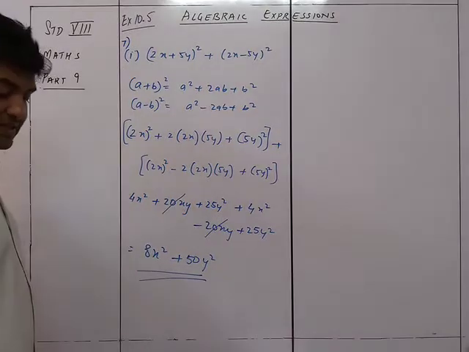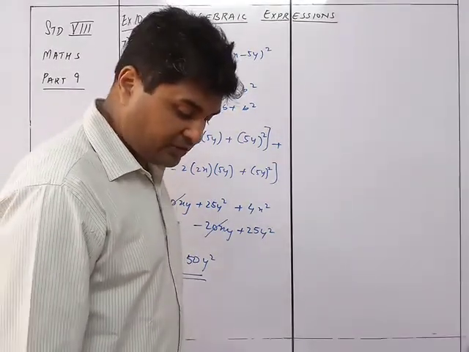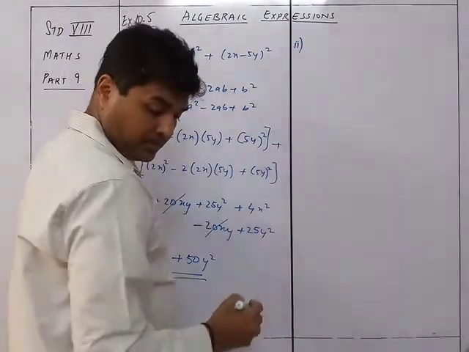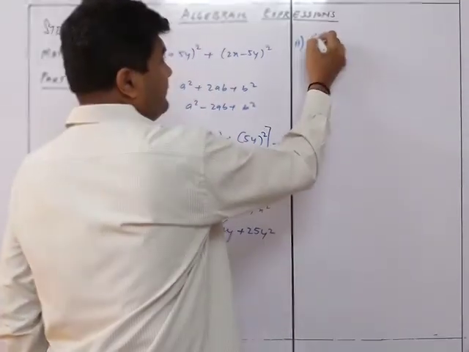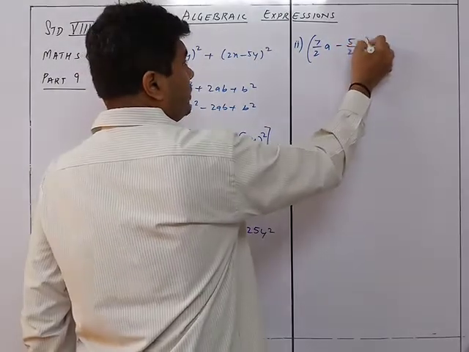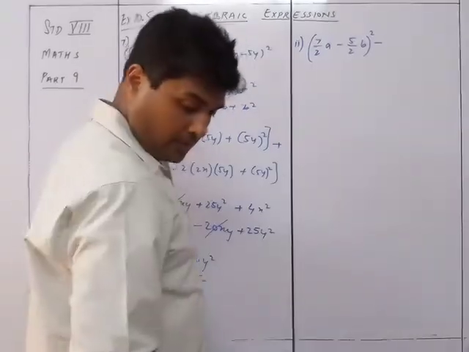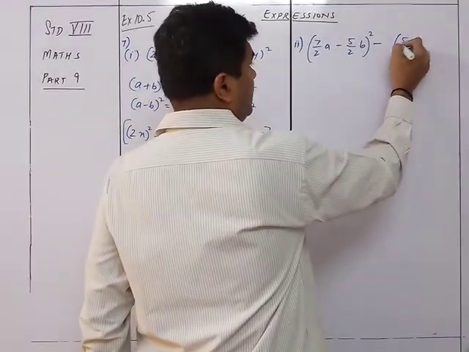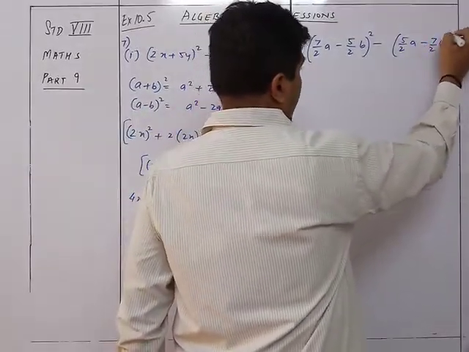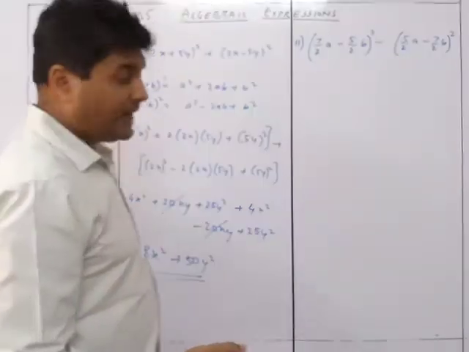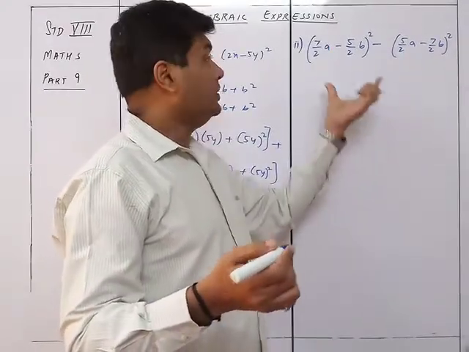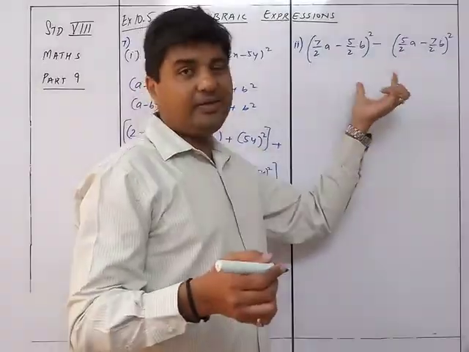We move on to the second sum. Because of the fractions, we'll take that thing first. It is 7 upon 2a minus 5 upon 2b the whole square minus 5 upon 2a minus 7 upon 2b the whole square. Now you can see over here that this 2a and this 2b are different. So anyway you cannot use any formula. So you first solve this separately and this separately.